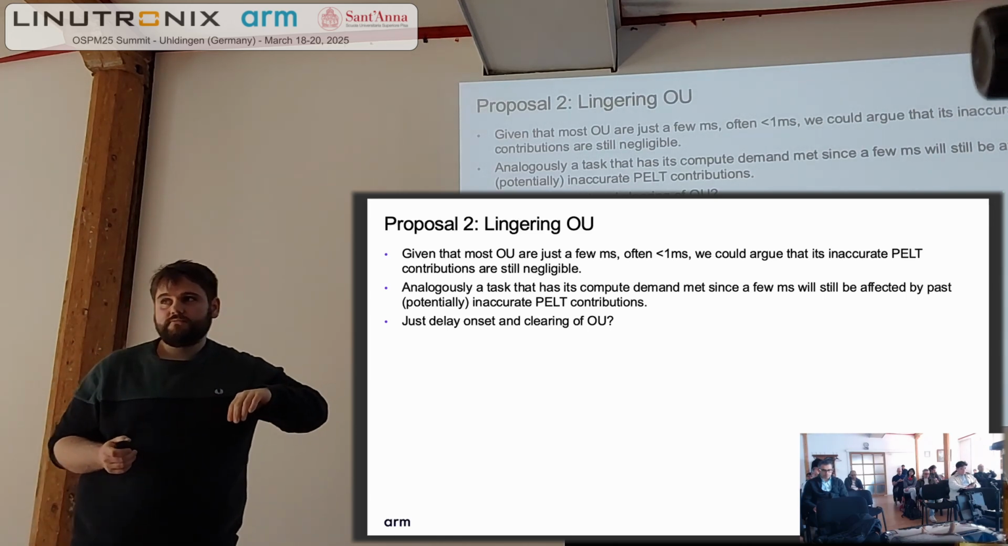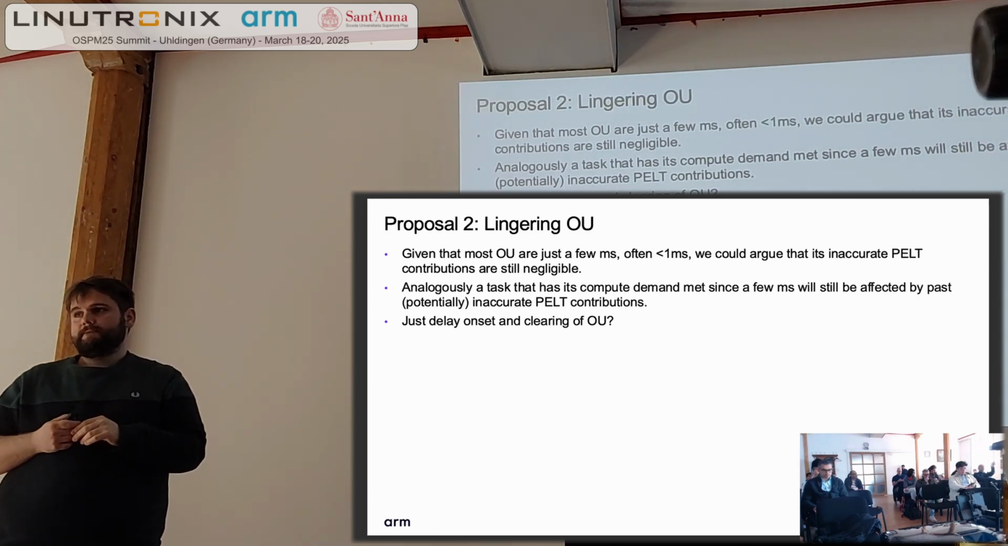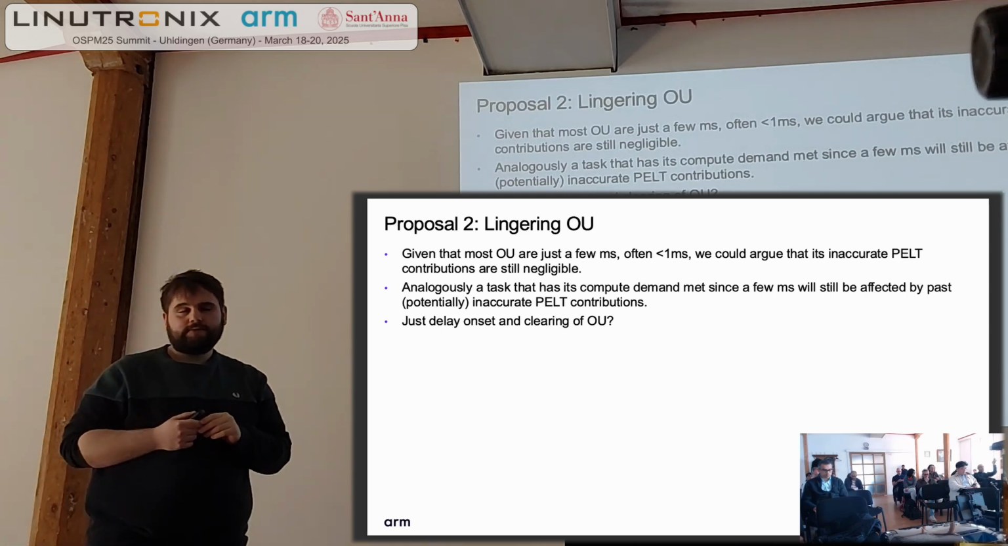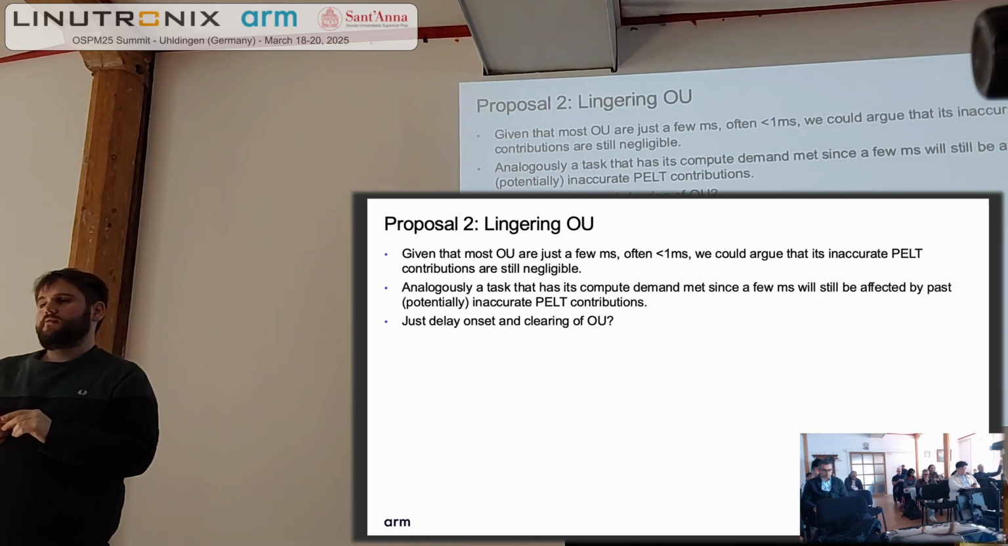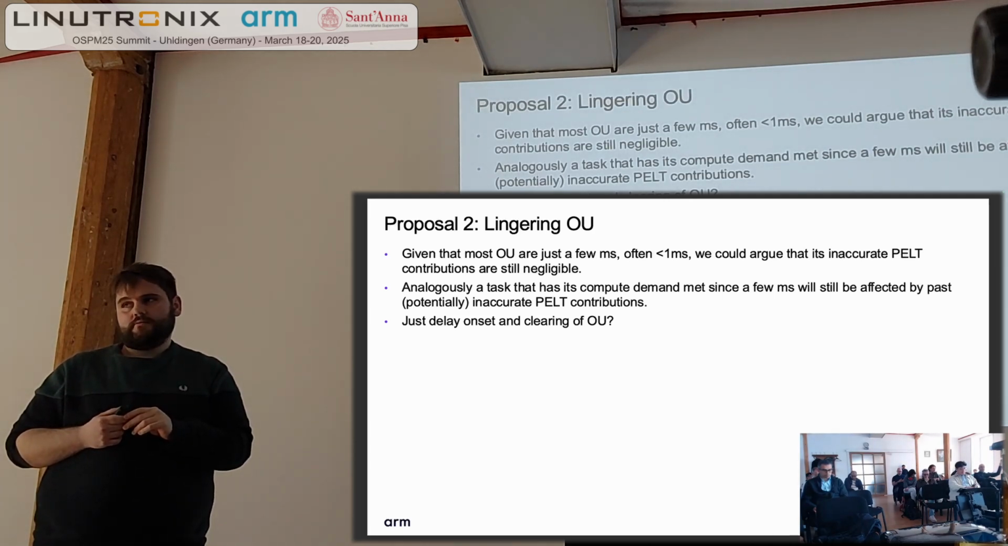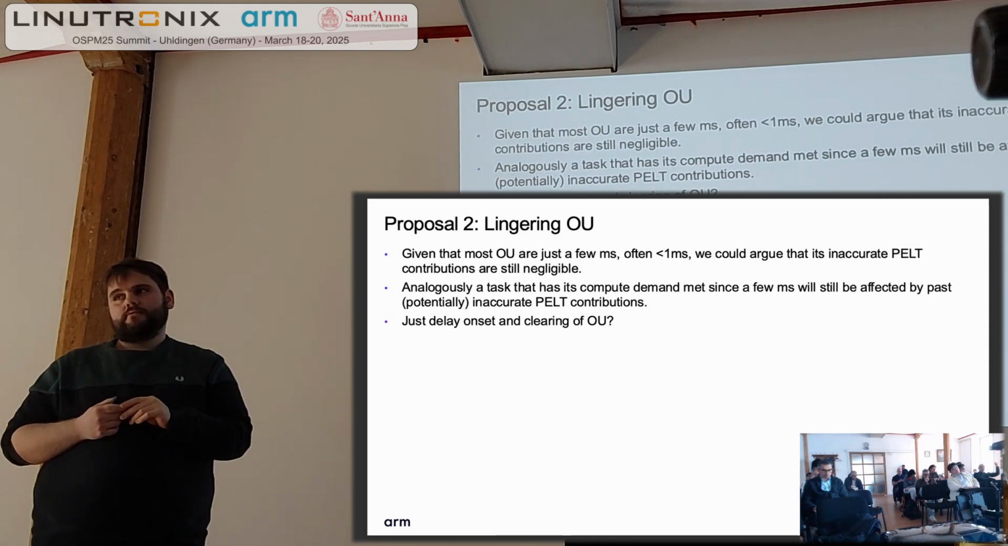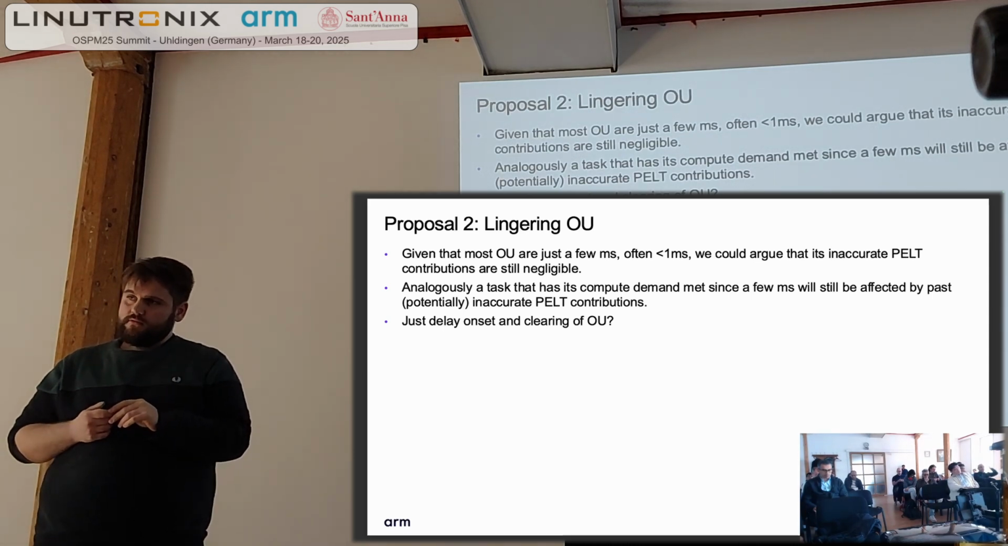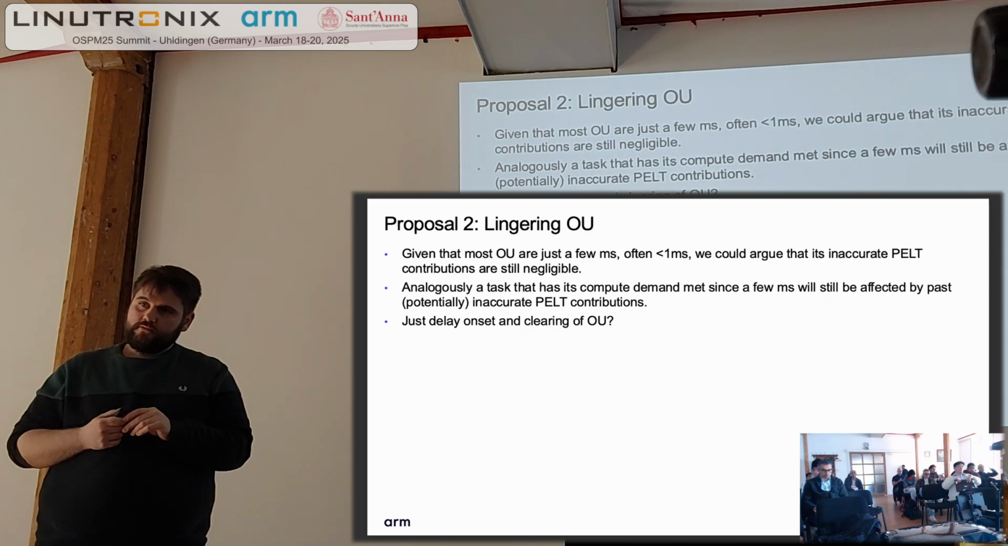If we really want to go to the situation where we say we use the PELT only when we are sure that it's accurate, it's quite complex, because as you mentioned, it's not because you're overutilized for 1 millisecond that the PELT is screwed up, and on the opposite, it can be not overutilized, but the past PELT accumulation has been done when overutilized. So how do we detect that?